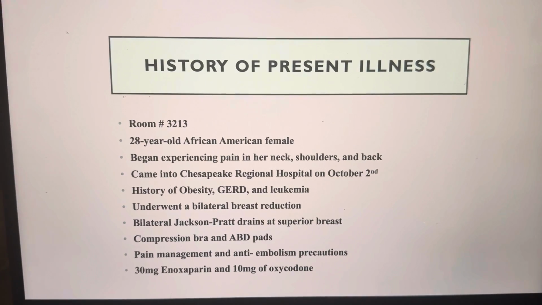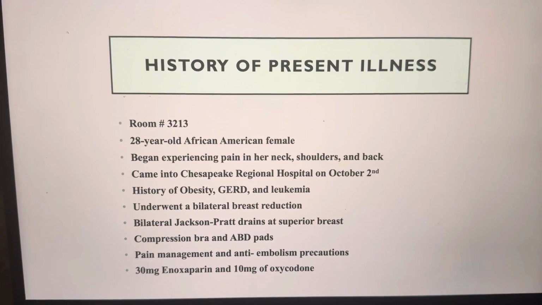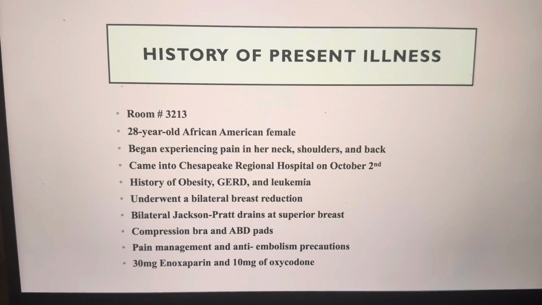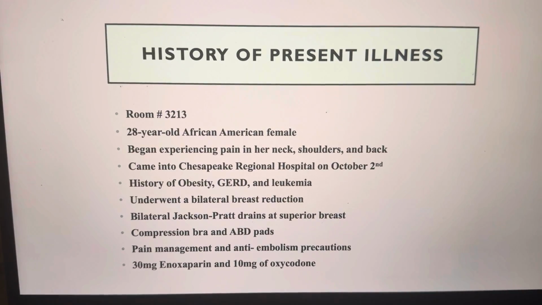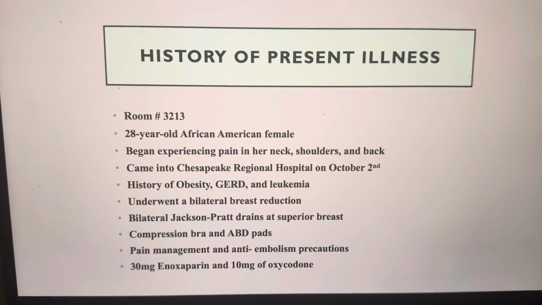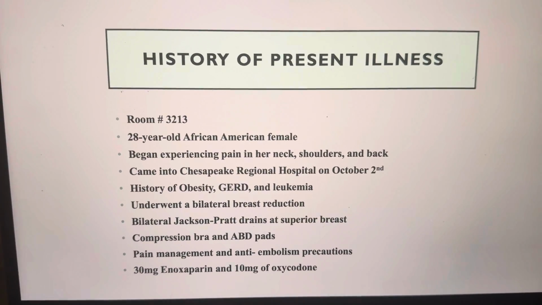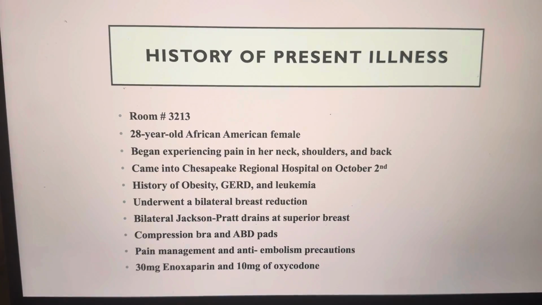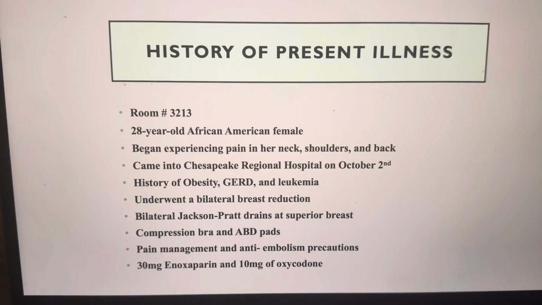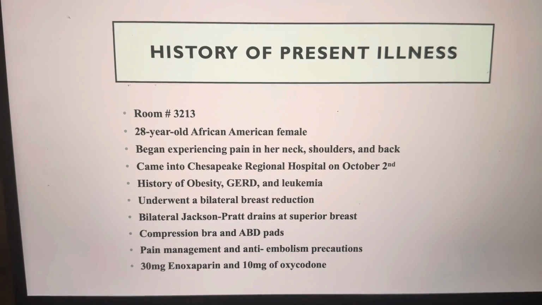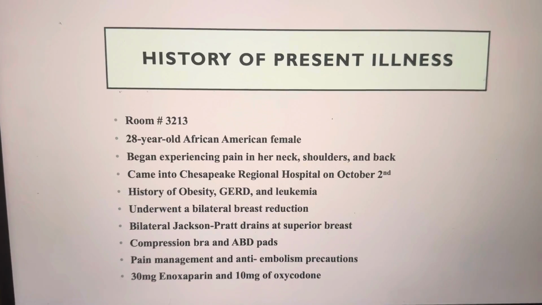The patient was admitted to the floor after the surgery, and she has a history of obesity, GERD, and leukemia. She's utilizing things such as bilateral Jackson-Pratt drains, ABD pads on her incision, and a compression bra. Pain management and anti-embolism precautions are being done, and she is receiving 30 milligrams of enoxaparin and 10 milligrams of oxycodone.